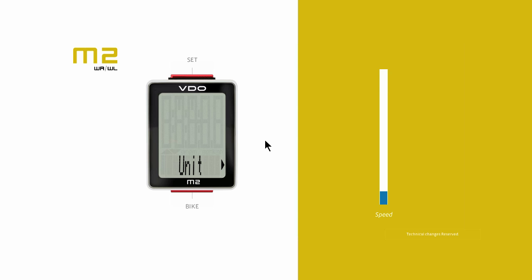When using models M1 and M2 wired, as well as M1 and M2 wireless, a specific wheel size can be set for one bike. This is set using an entry in millimeters. Press the Back button to scroll to the wheel circumference setting. Press the Set button to open the setting.